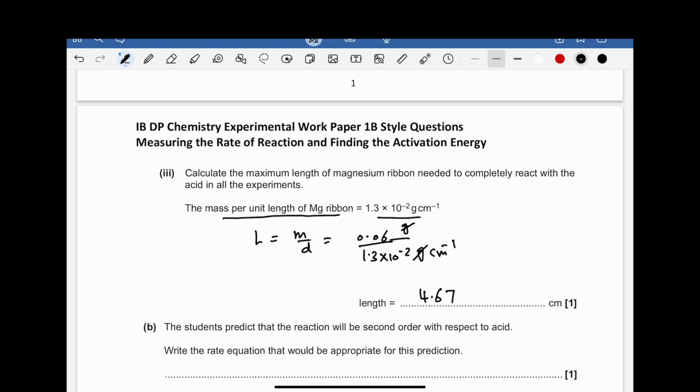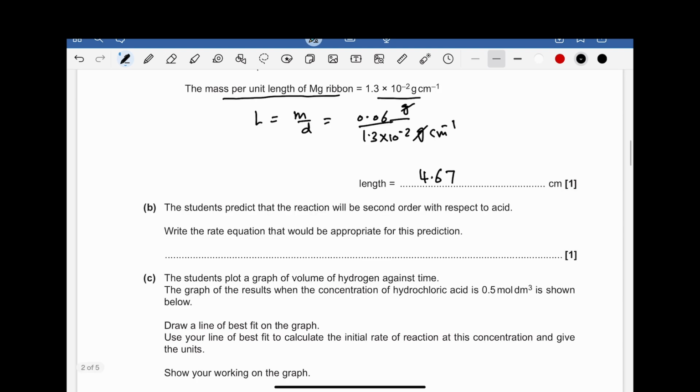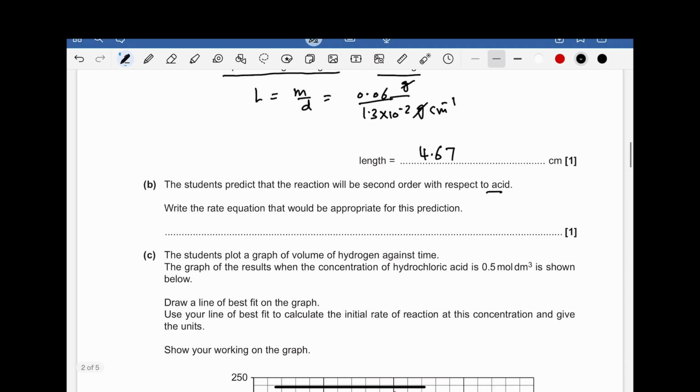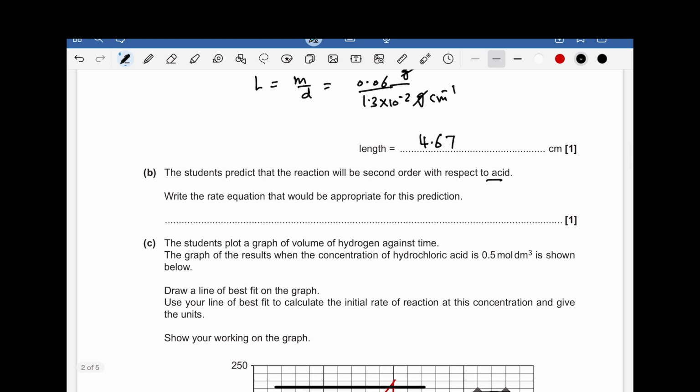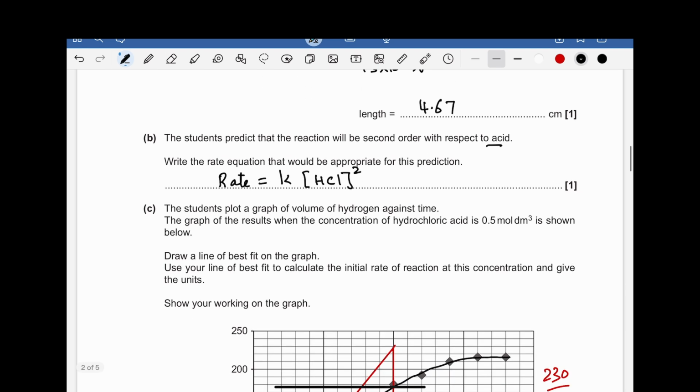That will be 4.67 centimeter. B. The students predict that the reaction will be second order with respect to acid. Write the rate expression that would be appropriate for this prediction. So the rate will be equal to rate constant, lowercase k, times the molar concentration of HCl to the power 2, because it is second order.